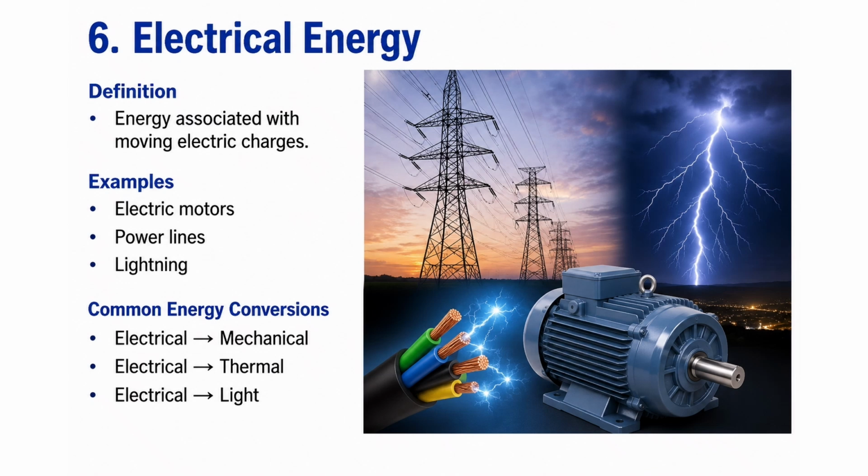Electrical energy is associated with the movement of electric charges, usually electrons flowing through a conductor. It is one of the most useful forms of energy because it can be transmitted efficiently over long distances and easily converted into other forms. Electric motors convert electric energy into mechanical energy. Electric heaters convert it into thermal energy, and light bulbs convert it into both light and heat. Nearly every modern device we use today depends on electrical energy, making it one of the most important forms of energy in modern society.